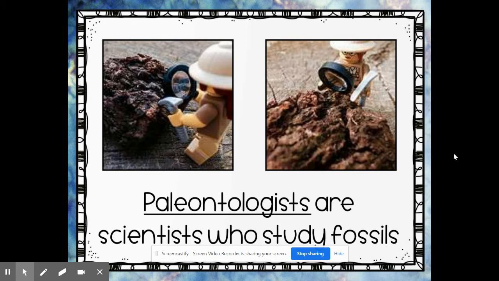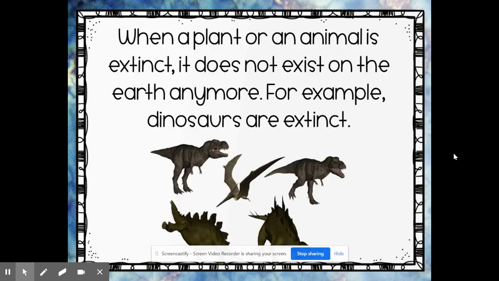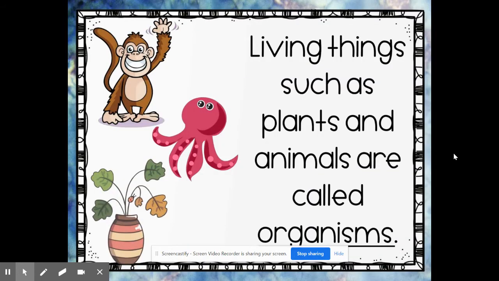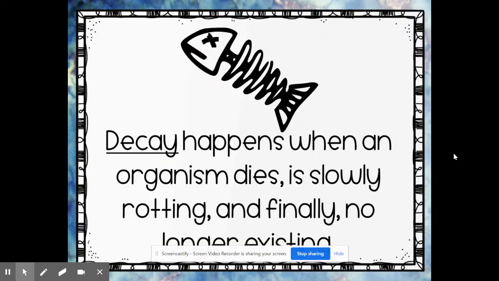Paleontologists are scientists who study fossils. When a plant or animal is extinct, it does not exist on the earth anymore. For example, dinosaurs are extinct. Living things such as plants and animals are called organisms. Decay happens when an organism dies and is slowly rotting and finally no longer existing.